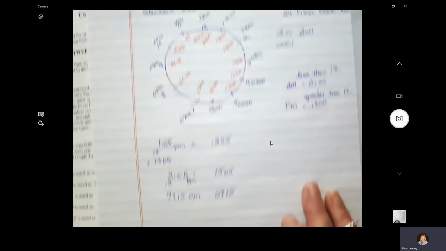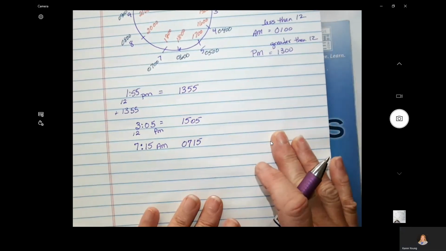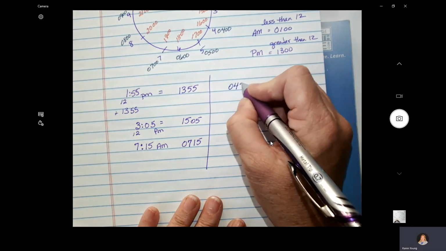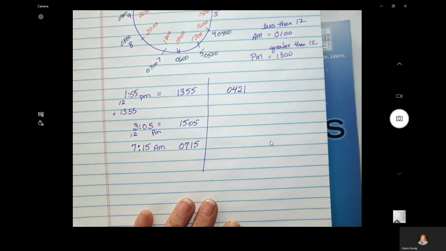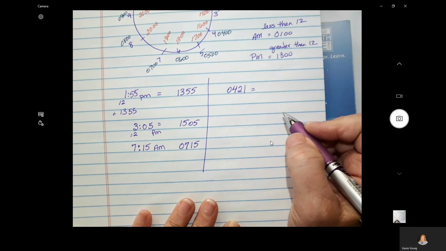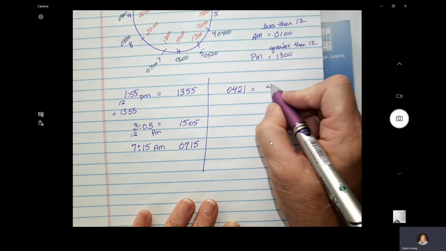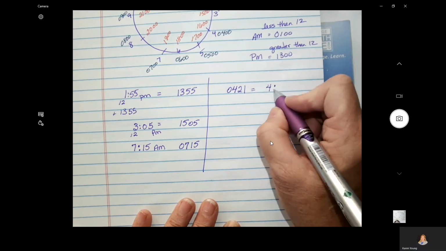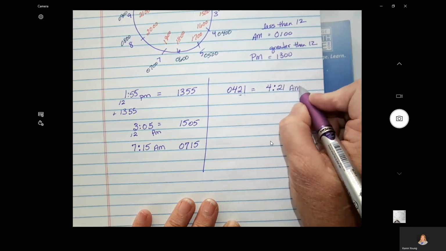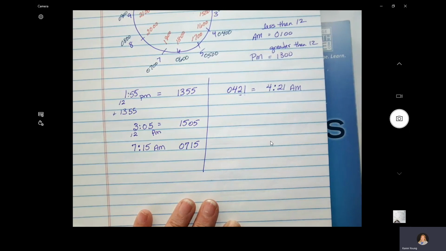And we have to be able to go back and forth. So if I gave you 0421, is this AM or PM time? AM. So I write it as a single 4, then a colon, and my minutes are the last 2. So 4:21 AM.